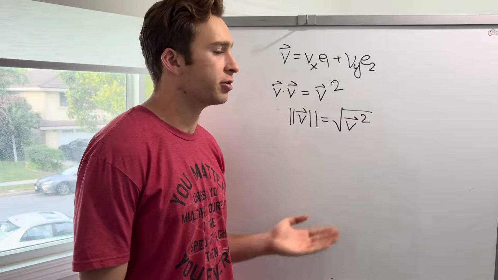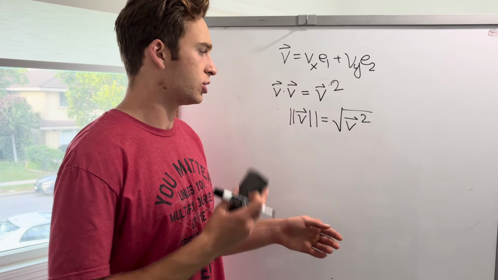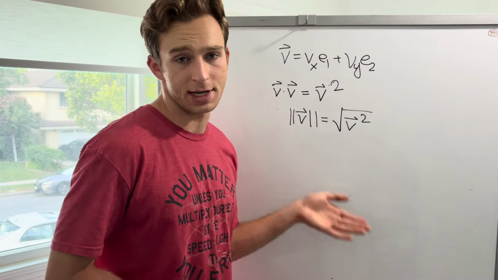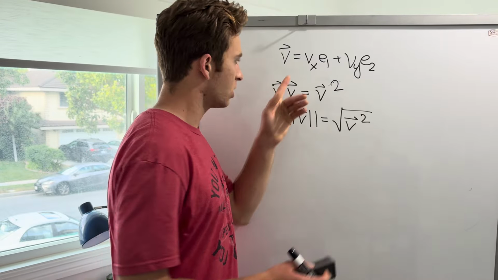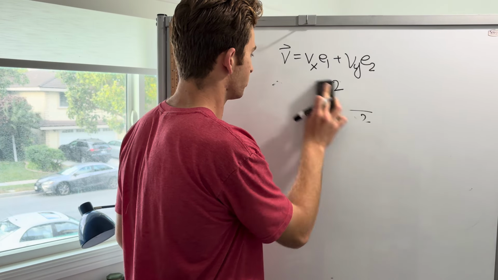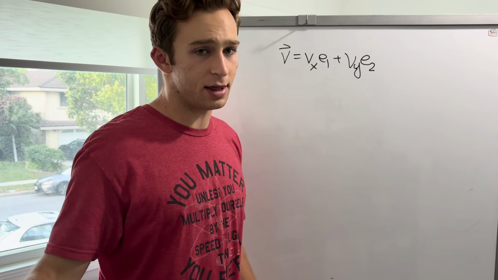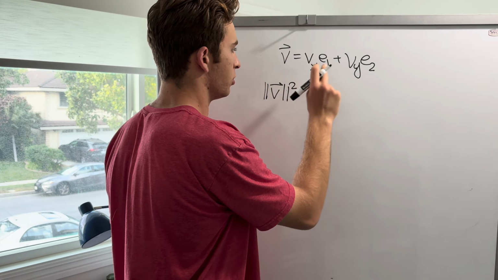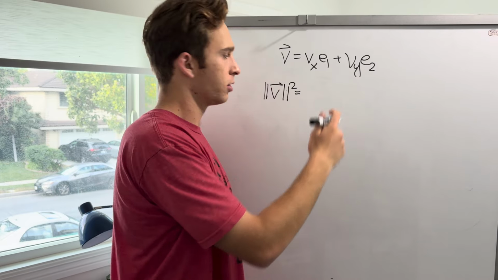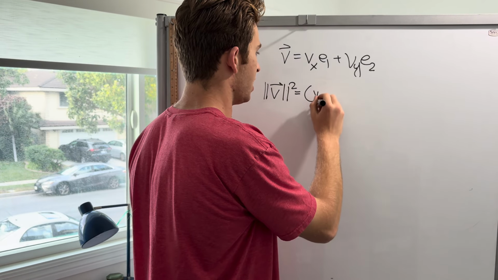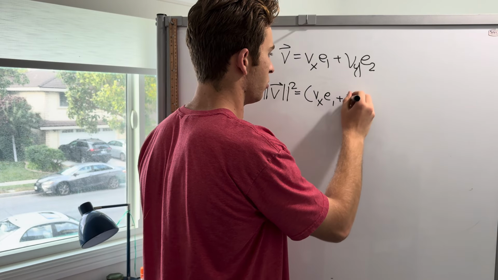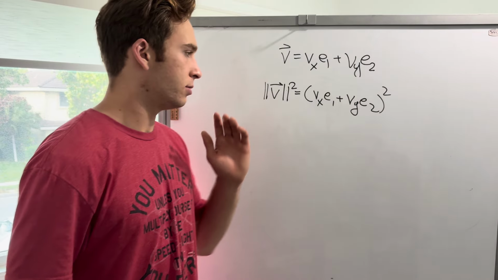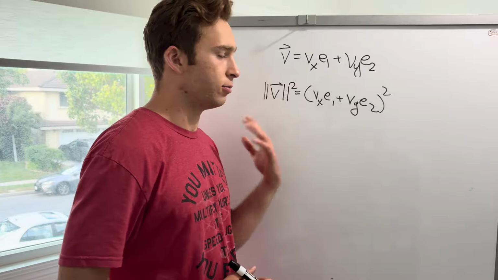But you can't take the square root of a vector, so what do you get back if you square the vector and then take the square root? You get a scalar. What is that scalar? That scalar is the length of the vector. So I'm going to square this right here. I'm going to say that the length of v squared is equal to v squared. And I get (vx e1 plus vy e2) squared. And now this is where the algebra comes in. You just have to multiply this out.